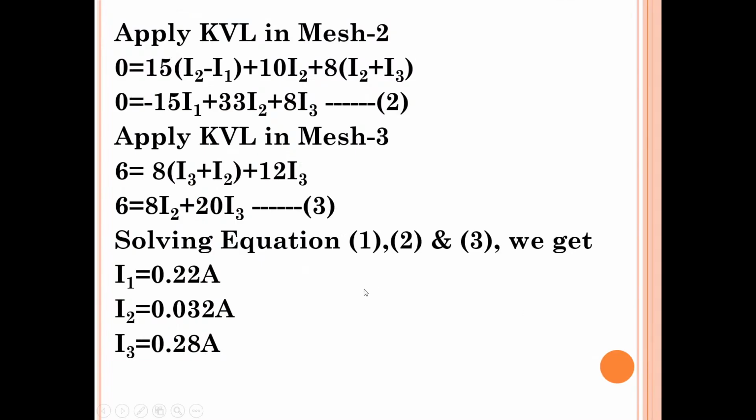Now we have equations 1, 2 and 3. You just use a scientific calculator. In the scientific calculator, press mode. When you press mode, you will get some numbers, and the purpose of those numbers is mentioned in the calculator. Besides number 5, EQN will be written. Press that and give all the terms.